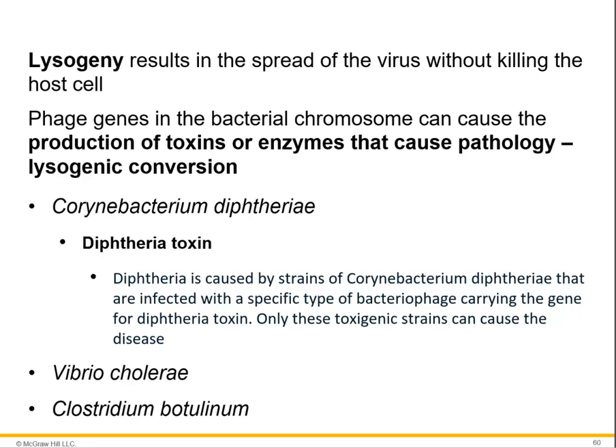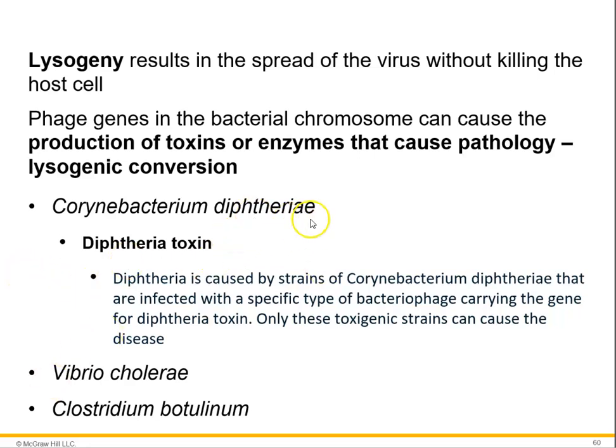Now, lysogeny is going to result in spreading of the virus without actually killing the host cells. What's kind of interesting about this is that some bacteriophages have genes that can produce toxins or enzymes that cause problems in us. And when they do, this is called lysogenic conversion. Let's go through an example.